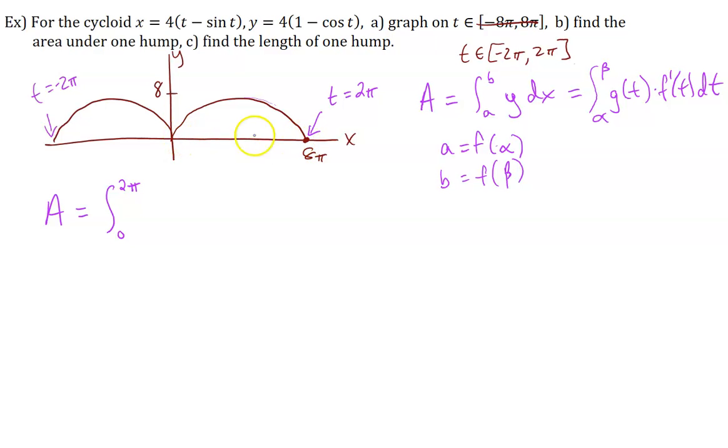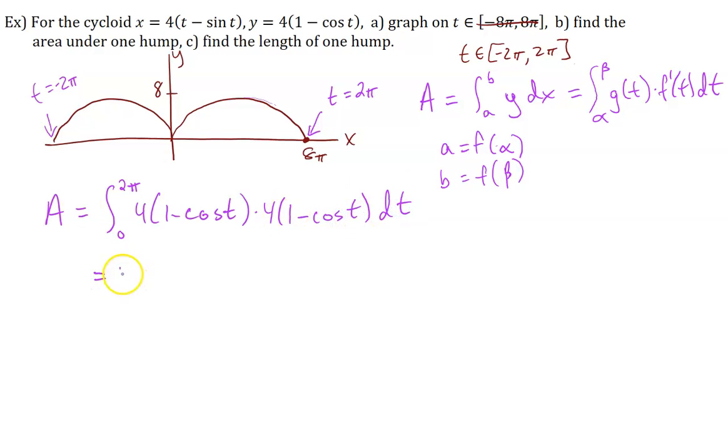Because that would be 4 times 2 pi minus sine of 2 pi, okay? You don't actually have to do the inverse of the f function to figure this out. We can just know, hey, the limits, these are already in terms of t, are going to be 0 to 2 pi. Okay, so then filling the rest of it in, we get g, which is 4 times 1 minus cosine t, times f prime, which is the derivative of this, 4 times also 1 minus cosine t dt.